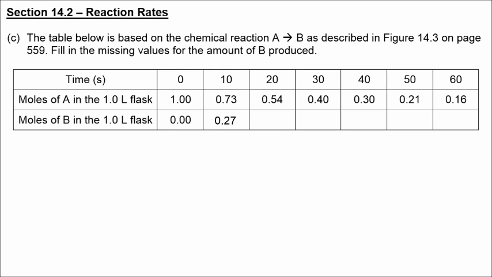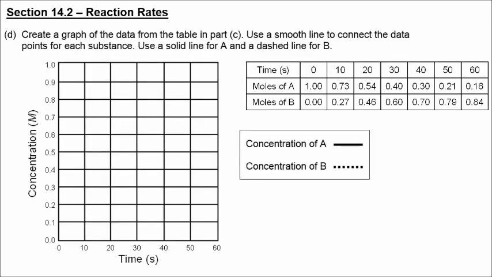As we continue to see the disappearance of A over time and the formation of B over time, the total number of moles is the same at 1. So we have 0.46, 0.60, 0.70, 0.79, and finally at 60 seconds we have 0.84. And so now we can actually create a graph showing the change in concentration of A over time. So the concentration of A is decreasing over 60 seconds, and the change in the concentration of B over time as it is being produced over this same 60-second period.